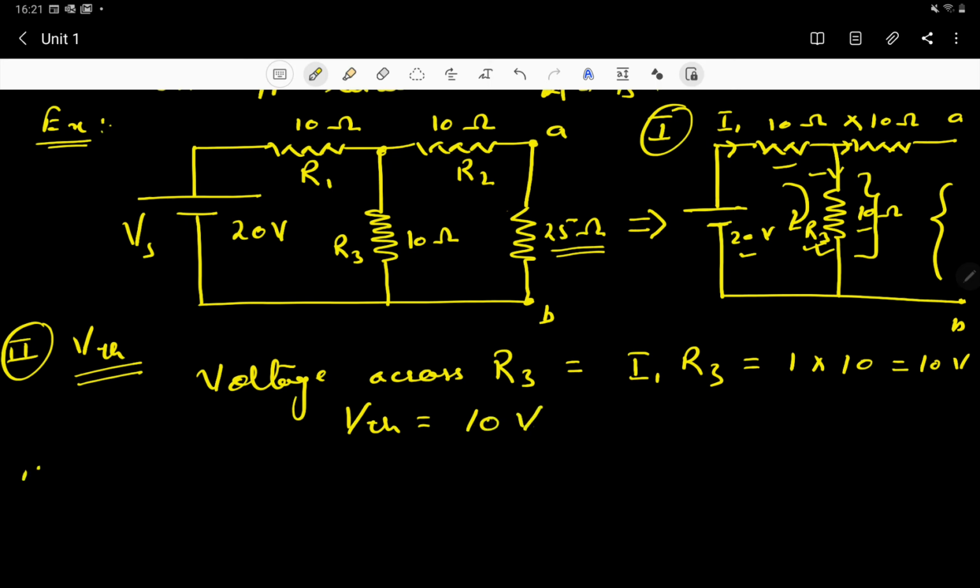Now, third step, what are we going to do? In the third step we are going to calculate the total resistance. All right, total resistance will become what? To calculate the total resistance, across these two terminals A, B, all the voltage sources we will short circuit, and the resistances remain as they were. This will become like this.